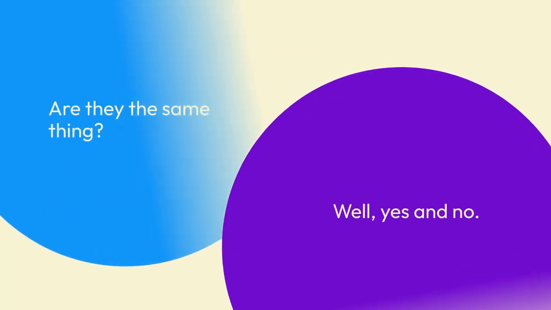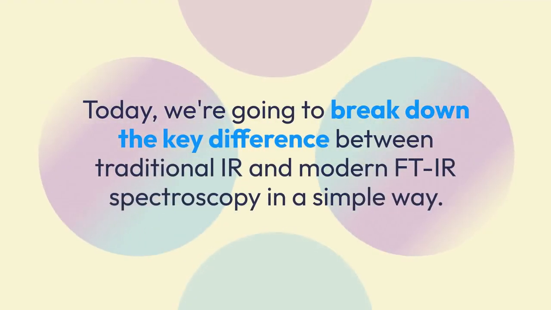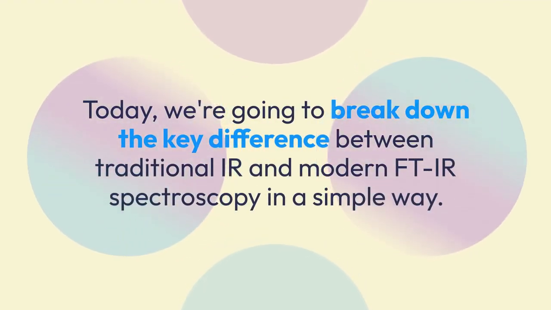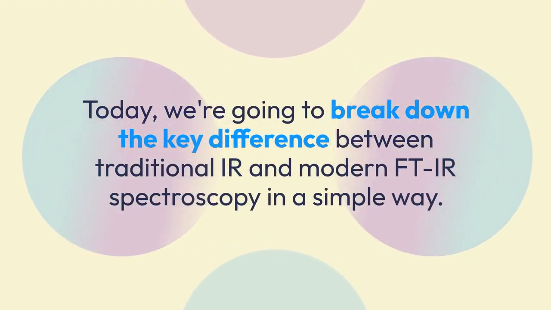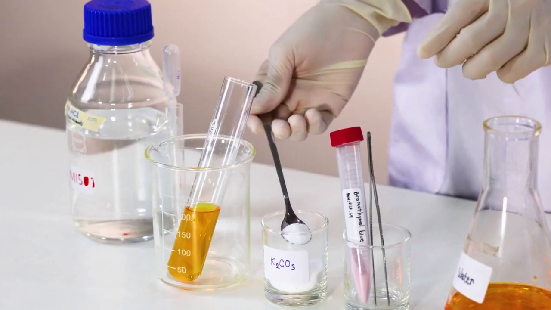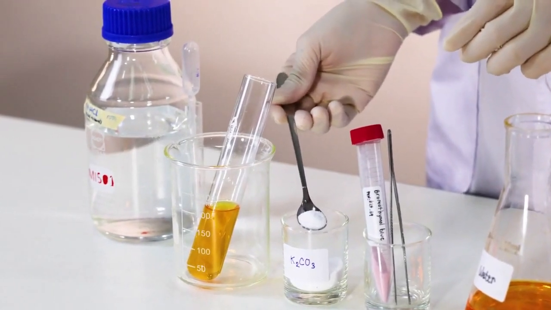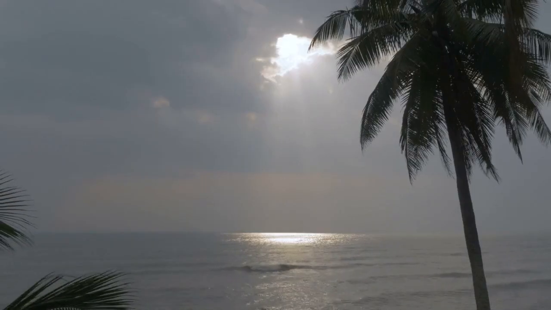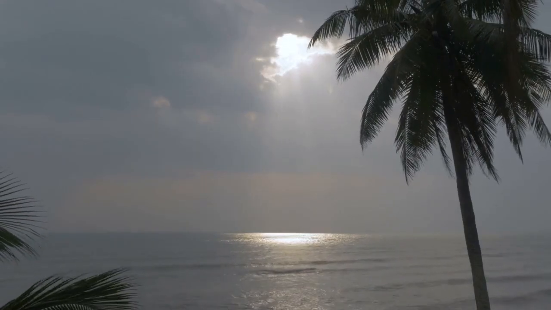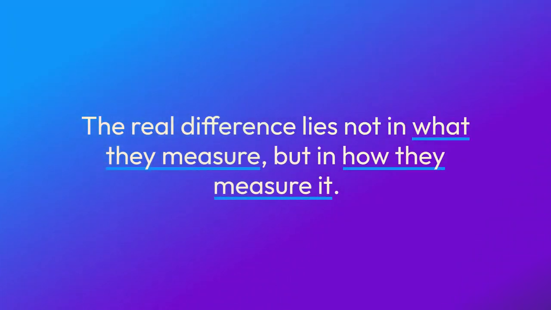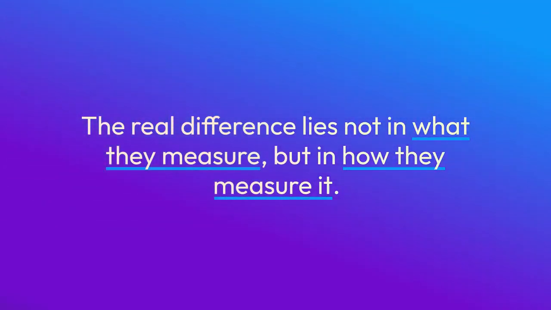Well, yes and no. Today, we're going to break down the key difference between traditional IR and modern FTIR spectroscopy in a simple way. The core idea they both share is shining infrared light on a sample to see which frequencies of light are absorbed by the chemical bonds, causing them to stretch and bend. This absorption pattern creates a unique spectrum, a graph that acts like a fingerprint for that molecule. The real difference lies not in what they measure, but in how they measure it.